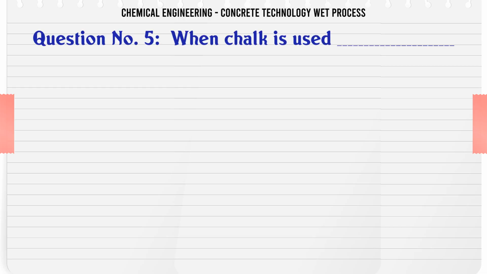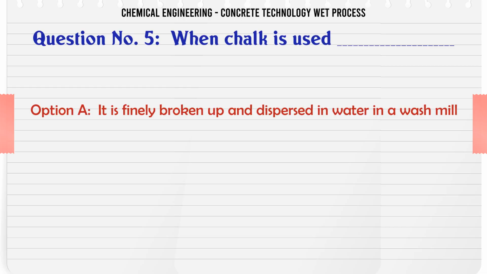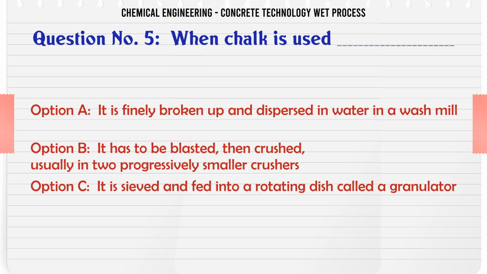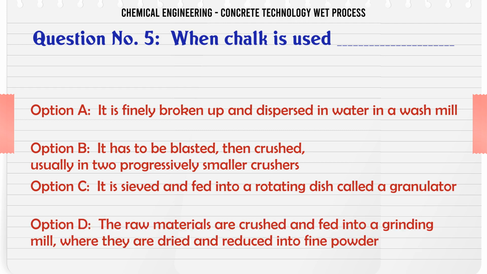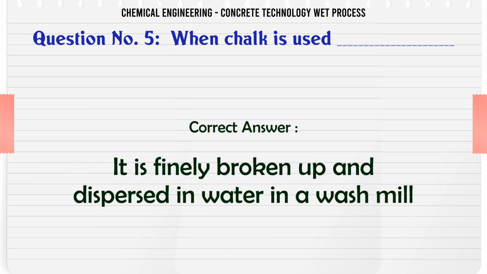When chalk is used, A. it is finely broken up and dispersed in water in a wash mill, B. it has to be blasted then crushed, usually in two progressively smaller crushers, C. it is sieved and fed into a rotating dish called a granulator, D. the raw materials are crushed and fed into a grinding mill where they are dried and reduced into fine powder. The correct answer is it is finely broken up and dispersed in water in a wash mill.